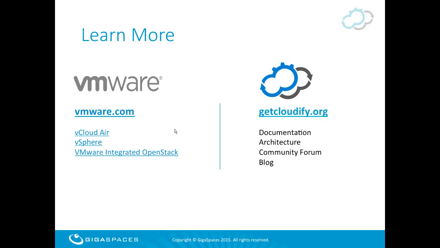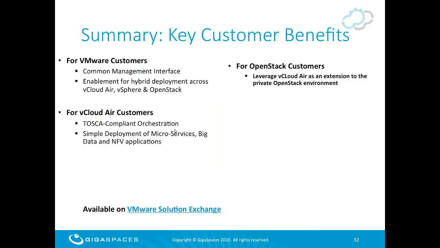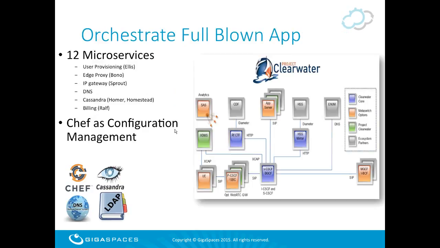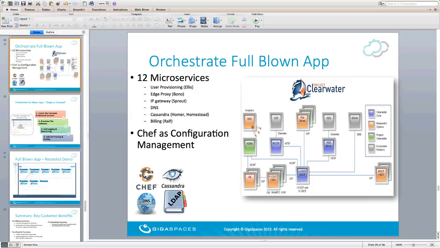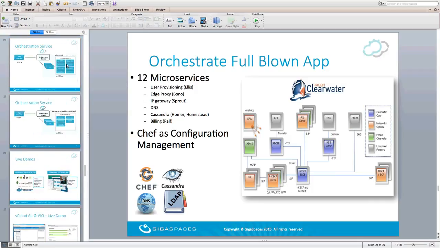Okay, next question. What is the orchestration service you're mentioning on slide 23? Slide 23. Okay, so the orchestration engine is called Cloudify. Cloudify implements TOSCA, and it's an open source project. It's called getcloudify.org. Basically, this one on the right-hand side. And it's available on GitHub. It's free, open source.